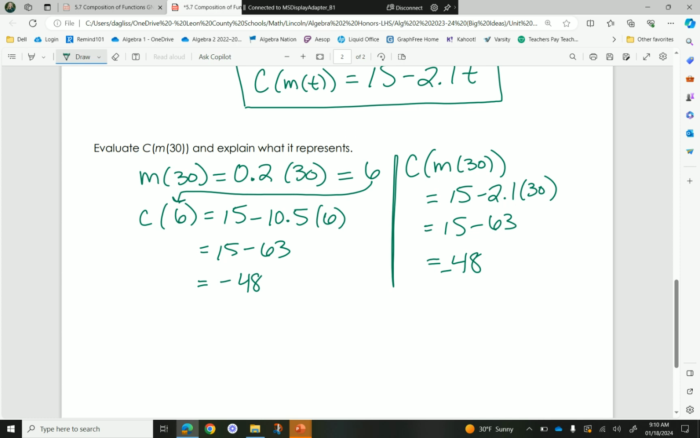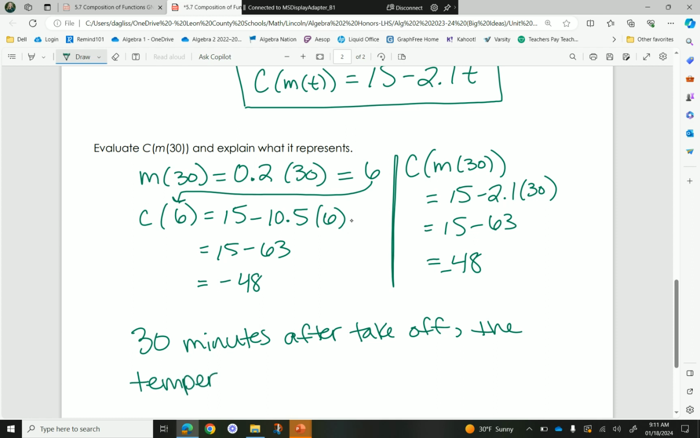Okay, so what does this mean? What is negative 48? The degrees, right? The degrees when? 30 minutes after takeoff. Good. 30 minutes after takeoff, the temperature is negative 48 degrees Celsius. That's what the composition function represents.